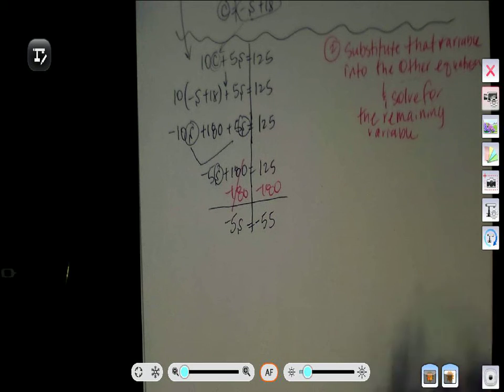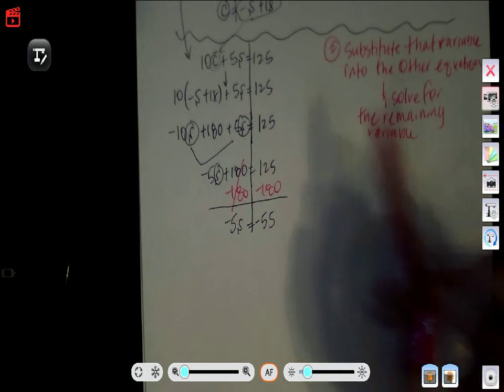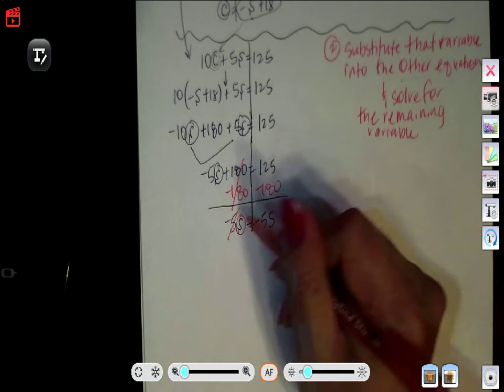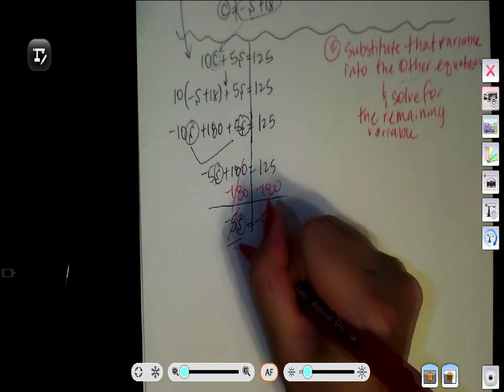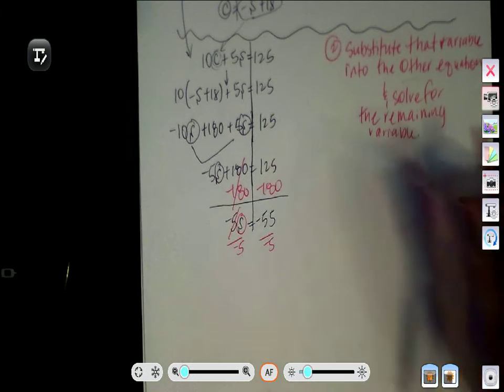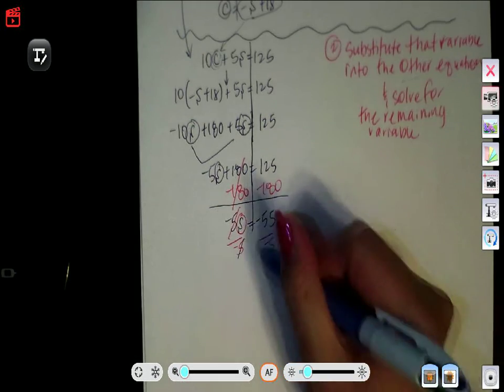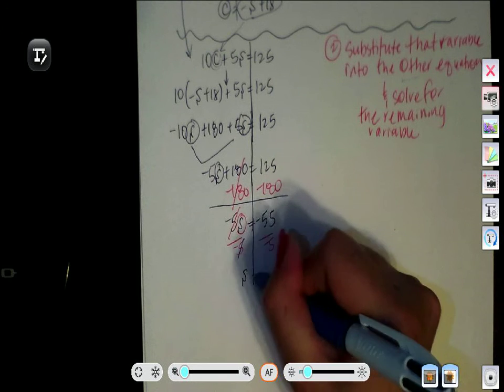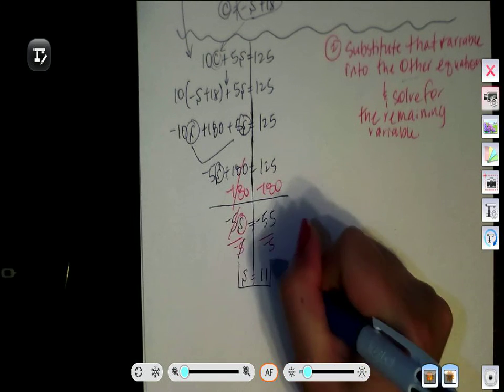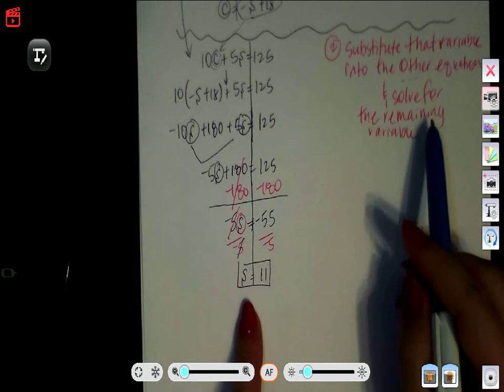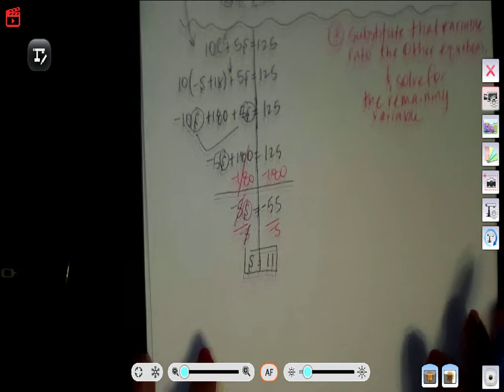Okay. Last step, to isolate the s, I want to get rid of that, which is a multiplication, so divide by negative 5. Divide by negative 5 to make those cancel out, and get s is equal to positive 11. Okay, so I solved for the variable. Step 3.